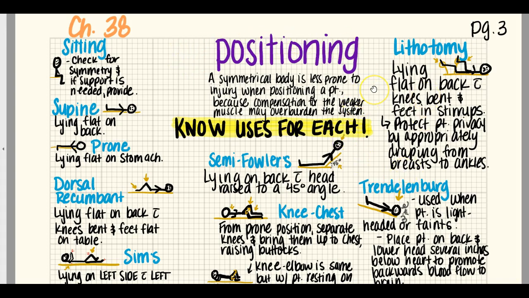So when we are positioning patients, we need to remember that a symmetrical body is going to be less prone to injury, and that is largely because compensation for the weaker muscles tends to overburden the system of the stronger ones, of the side that the stronger ones are. So we want to make sure that we are positioning patients properly, and as symmetrically as possible, so that there is no overcompensation from the other side, or no further injury to the side that's being overcompensated.